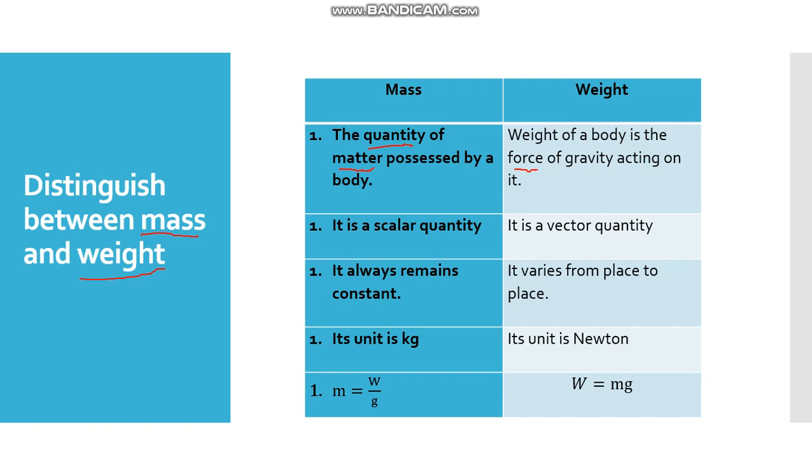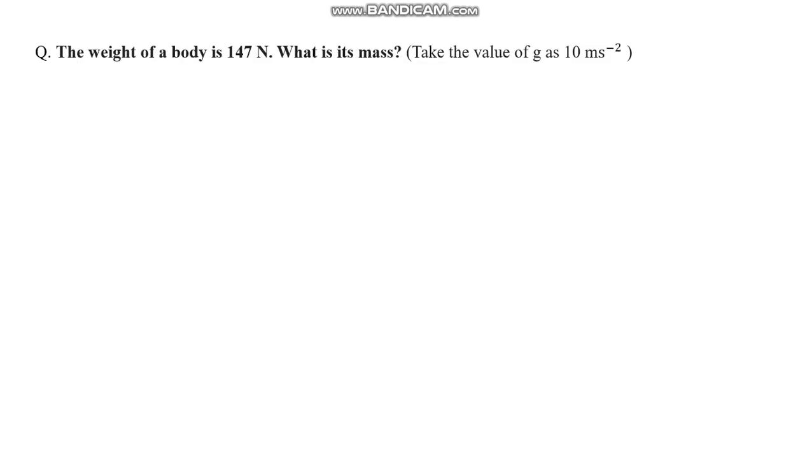So because of the value of g, the weight varies from place to place, but the mass always remains constant. Now the unit for mass is kg and the unit for weight is Newton. Mathematically the formula for mass is W upon g, and the formula for weight is mg. So these are the differences that you have to remember between mass and weight. Now we will have a numerical question, or a word problem.